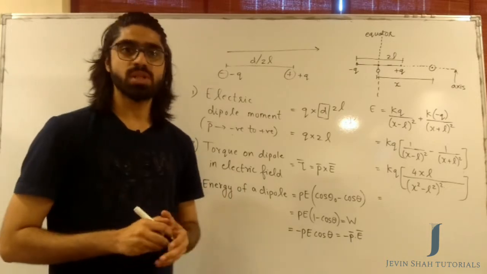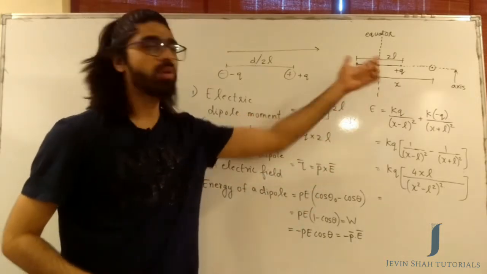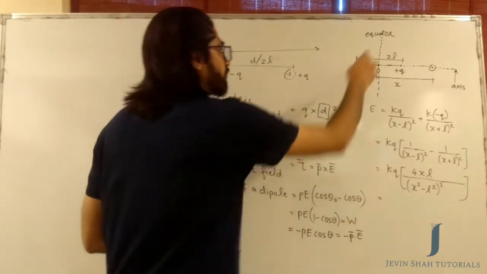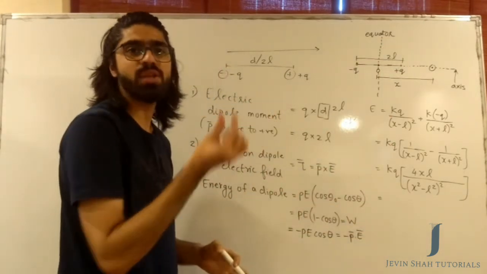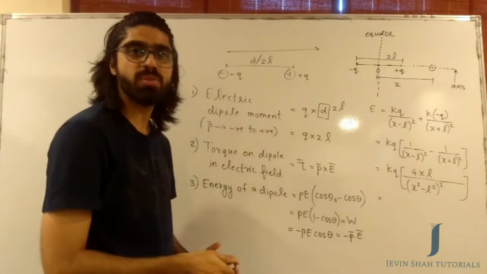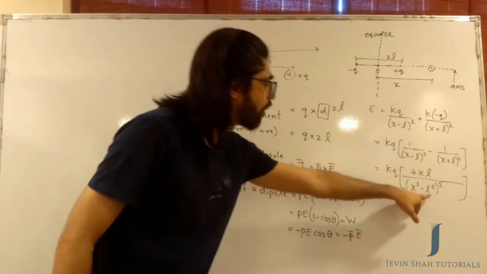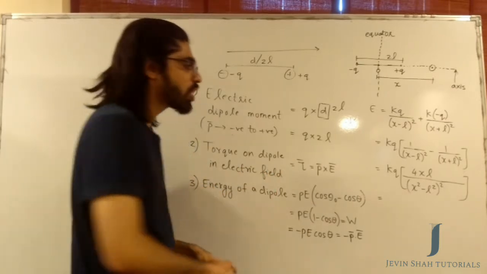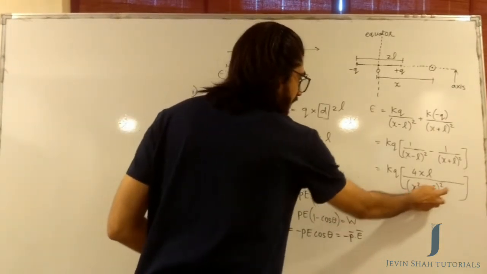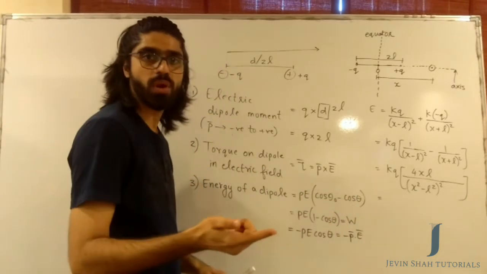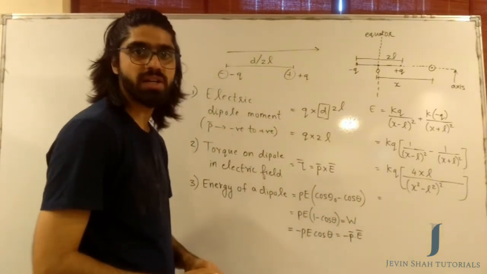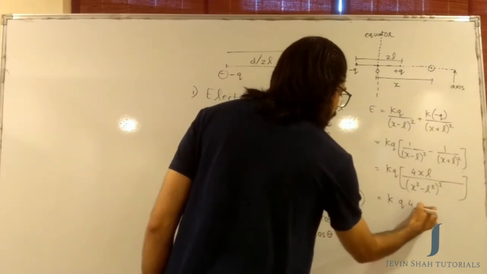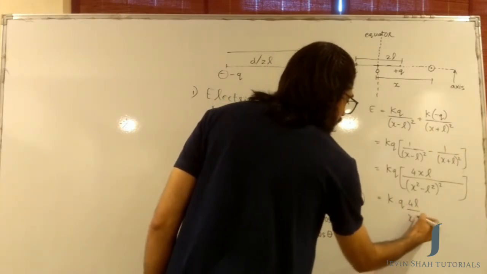Now for all calculation purposes, we assume that the dipole is a short dipole. So because it is a very short dipole, the value of 2L will be very small. If the value of 2L is small, the value of L also will be very small. And if L is very small, then x square minus L square will be approximately equal to x square only. So the denominator becomes (x square) square, that is x power 4. And when you cut an x and x in the numerator and denominator, you are left with k into q into 4L divided by x cube.